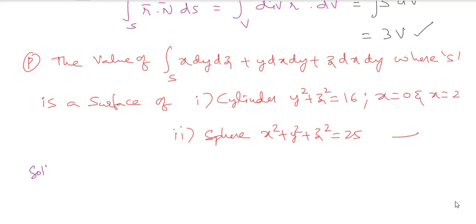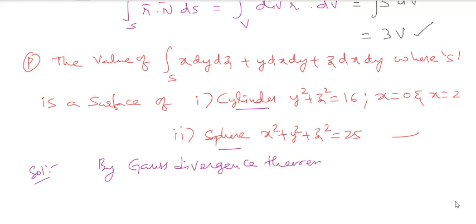So directly by Gauss divergence theorem, you can convert it. They are asking for the cylinder and sphere, volume integral only. So by using this Gauss divergence theorem, you can convert this surface integral in terms of the volume integral. That's all.